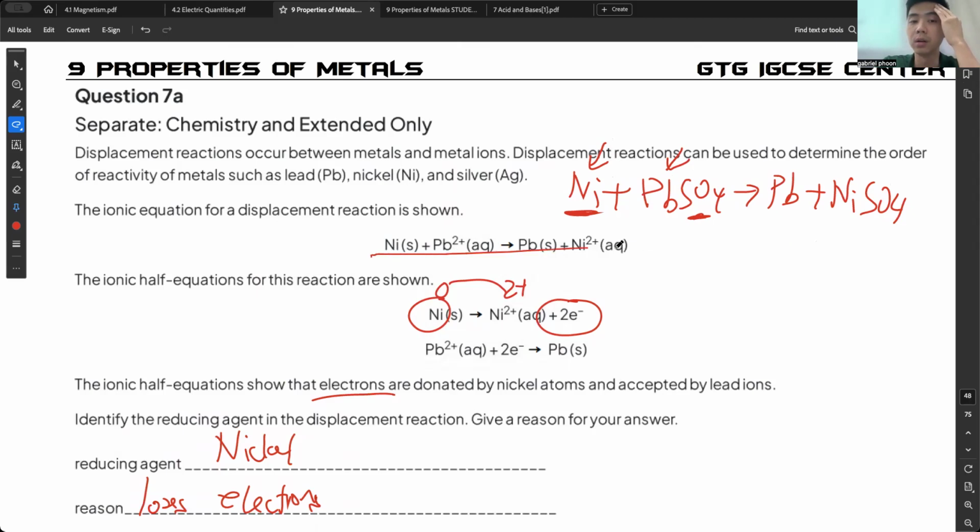Yes, they only write the ionic equation. That's why I say if this thing is 2+, it will usually be in an aqueous state. It has to be with someone else. Yes. Did that clear your doubts? Yes, good. Anyone has any questions?